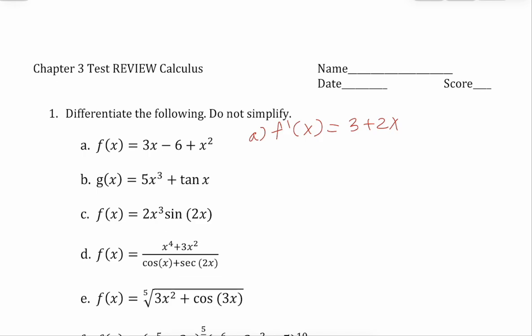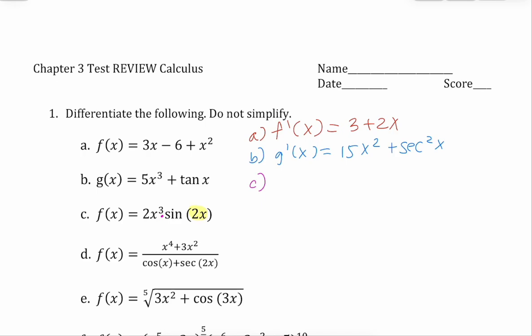For B, that would be 15x squared plus secant squared of x. For C, there are two pieces of this puzzle. There's a product rule, but there's also a chain because the sine of x has something stuck in it. Let's put a little dot there and highlight that too, to remind me there's stuff there.